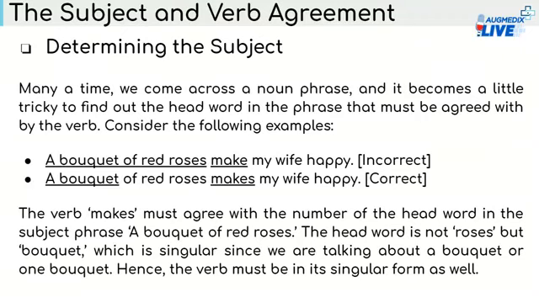Consider the following example. A bouquet of red roses make my wife happy. Now, if I were to ask you which is the head word or the main subject here in the subject phrase, a bouquet of red roses, it may be a little difficult for you if you're not an expert at it. It may appear to you that the subject is red roses. Or you could say the subject is bouquet. So you may not be completely sure, and you need to be sure in order to make your verb agree with your subject. So which is the head word in this particular noun phrase?